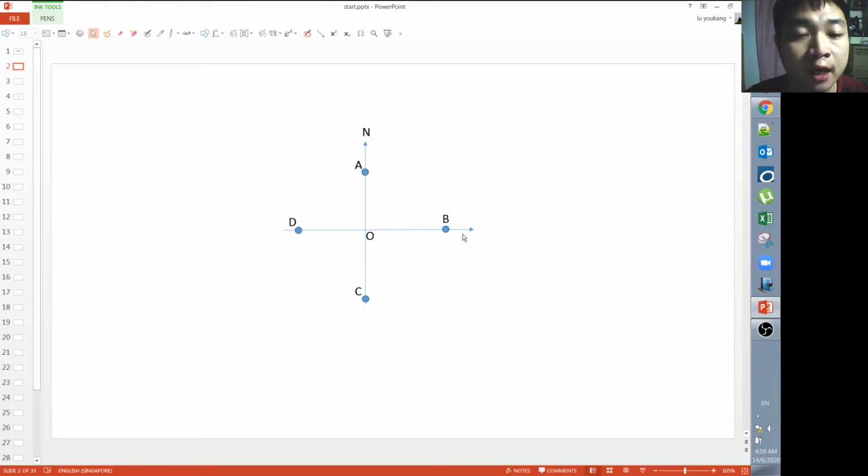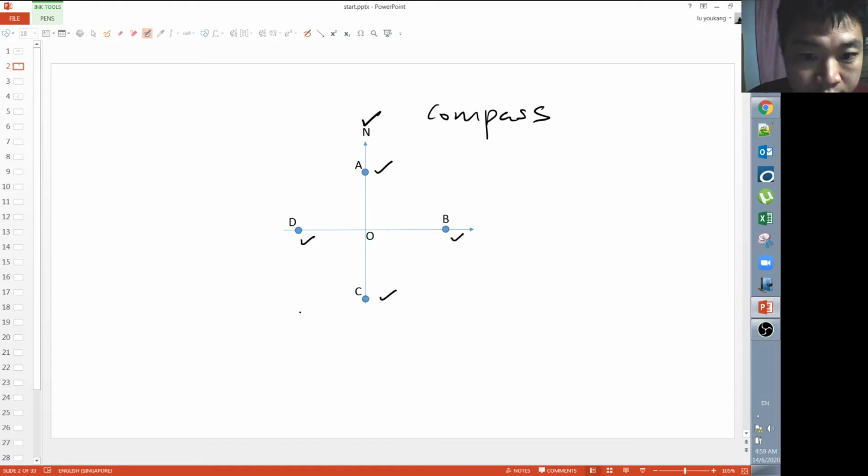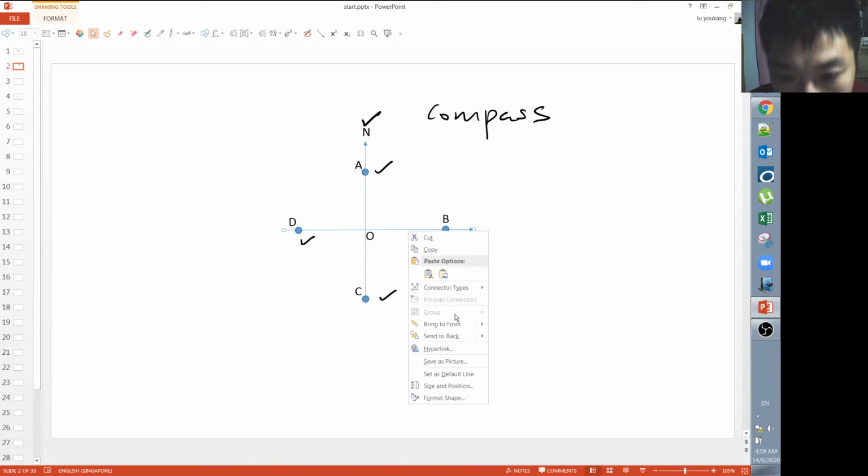Over here, I already have a compass. Let me just call this a compass. I hope you see this is the north of the compass. And then you have point A, point B, point C, and point D on the compass. And this is the center, or you can call this the origin. With this, let me send this to the back.